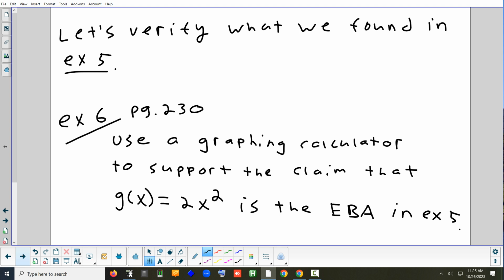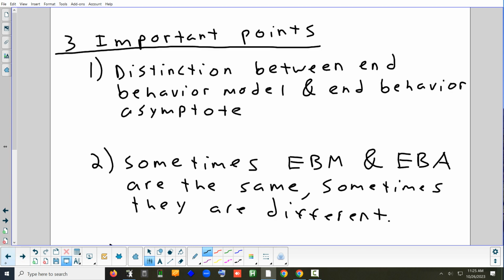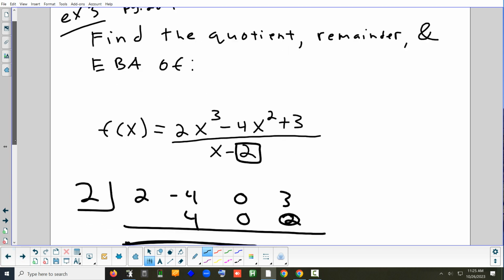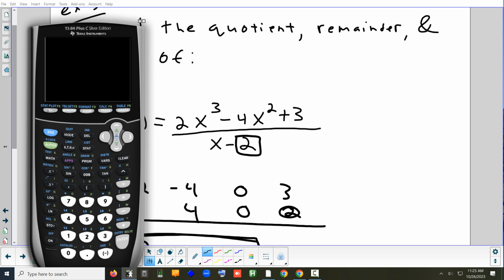All right, so let's verify that this is the EBA. And the way we'll do it, I'm going to graph the original problem, and then I'm going to graph the EBA. And if I zoom out enough, it should look like it's getting closer and closer.